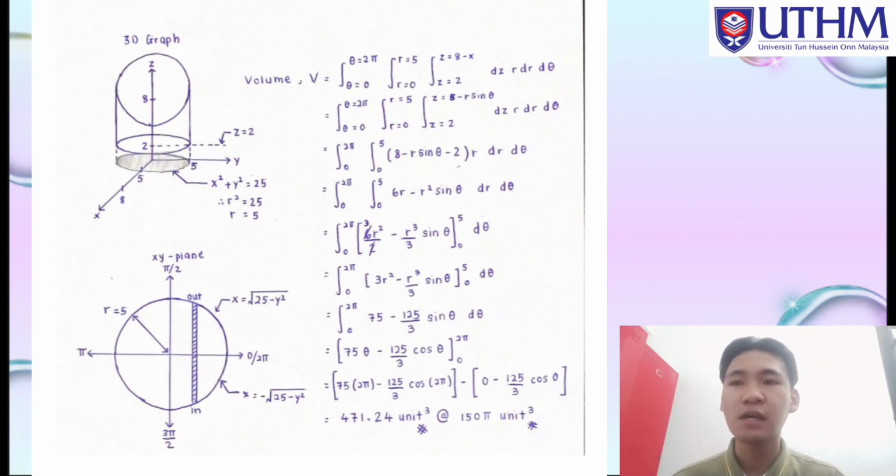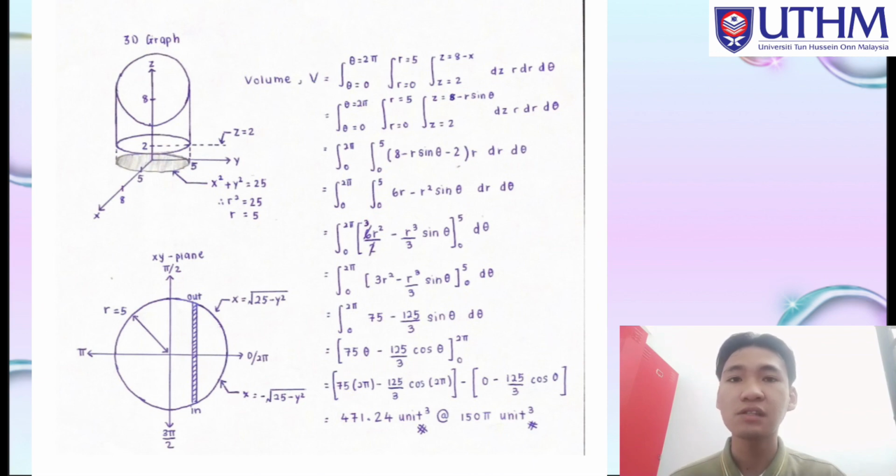Now I will explain the manual calculation on how to find the volume using cylindrical coordinates for the question that has been given. After we sketch the 3D graph and the XY plane, we can continue with the calculation using the cylindrical coordinate formula, which is the triple integration dz r dr d theta. After that, we need to find the limit for each integration.